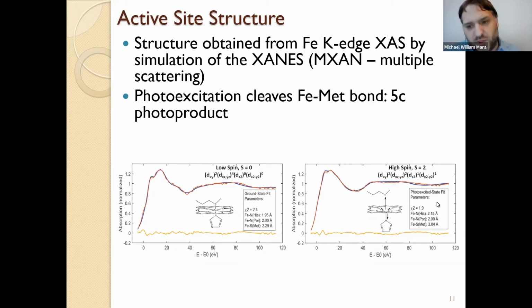But the long story short is that we observe sort of what we expected, which is that when we photoexcite this species, we adopt a high spin iron center, and we have an appropriate structure for that, where we lose the methionine axial ligand, and we have expansion of the iron equatorial bonds along with expansion of the iron to histidine bond.